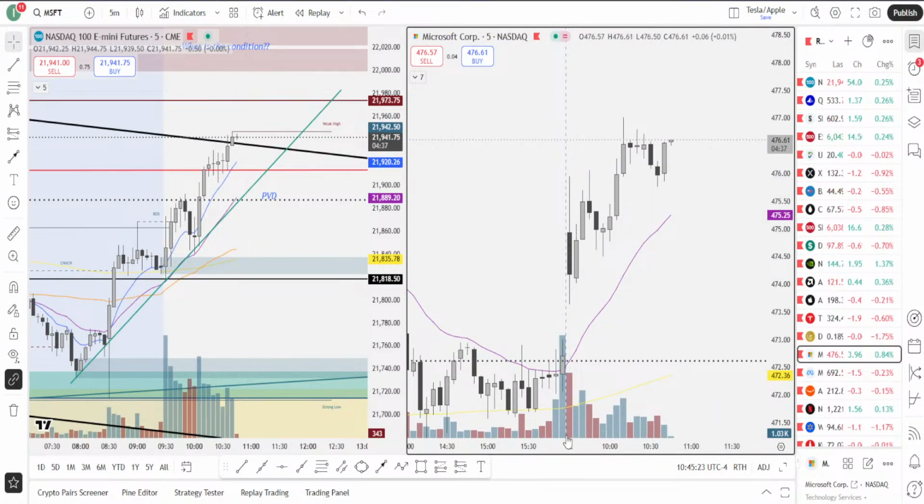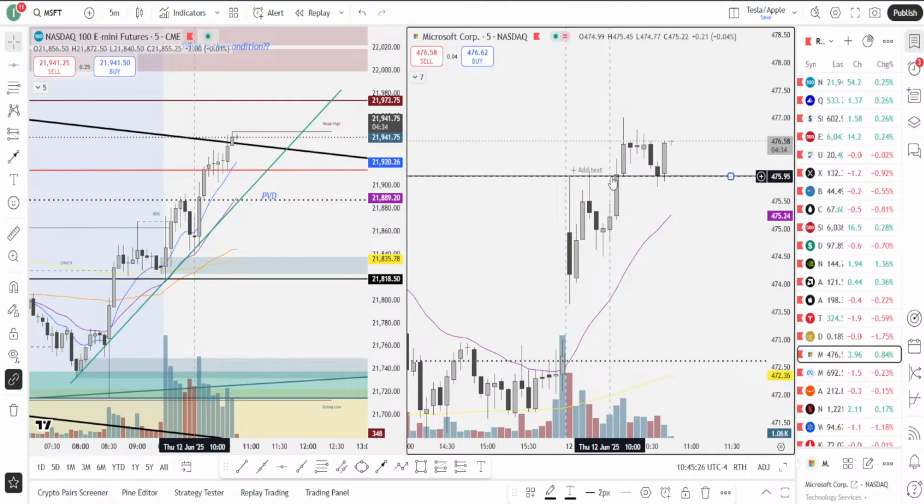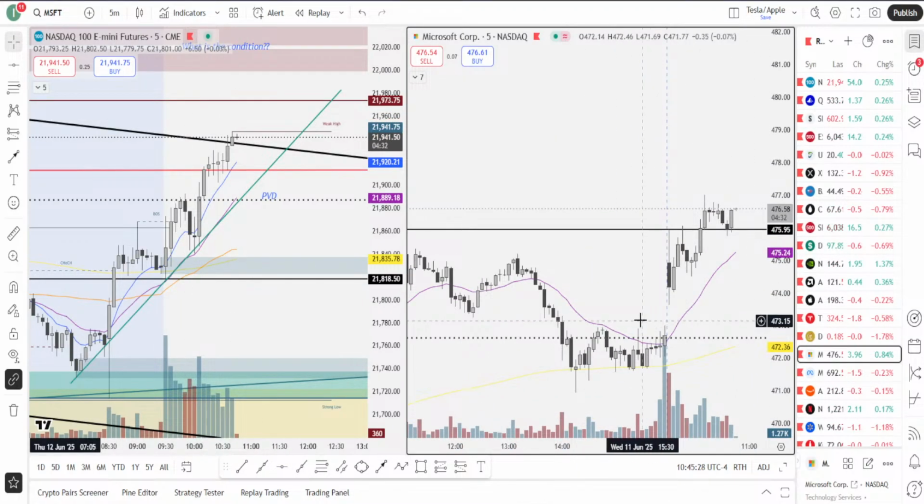Microsoft looks pretty good here. Break and retest here. Looks like a good buy setup for Microsoft.